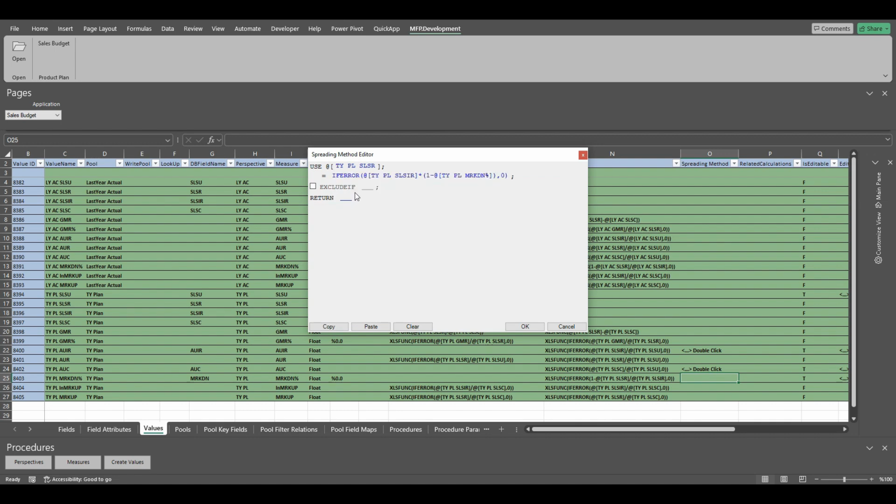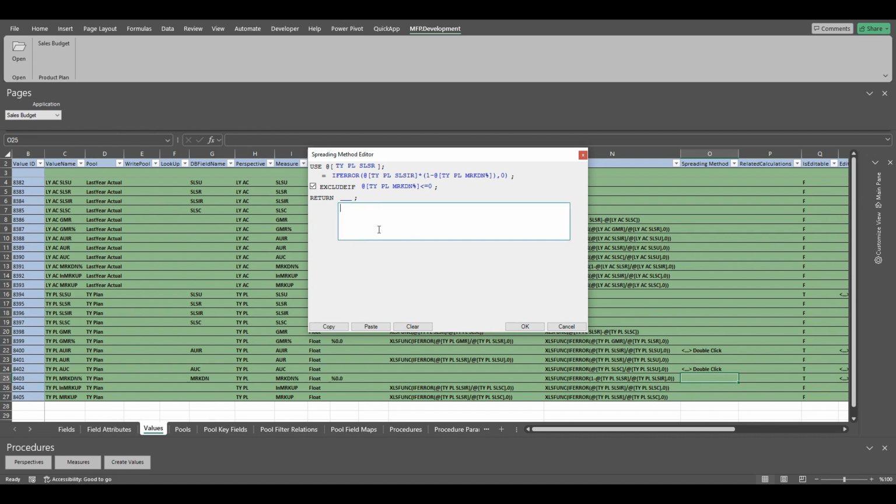Yes, well, I should use exclude if here. Why? Because when I'm spreading based on sales revenue, if the markdown value in the lower cells is somehow 0 or less than 0, I may not want any distribution to be made to those cells. So I activate exclude if, and write here, this year plan markdown percentage less than or equal to 0. That is, I am saying not to include cells with markdown 0 or negative in the spread. And I write the return formula.